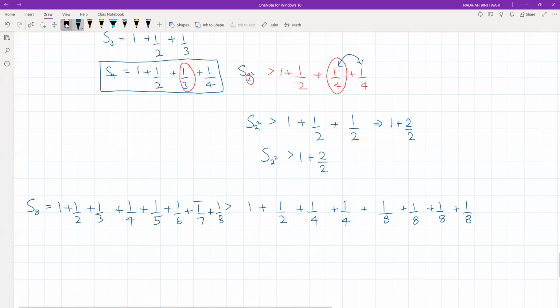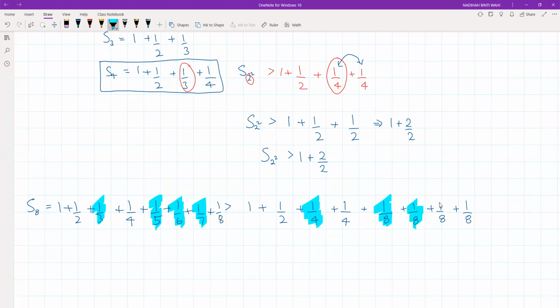Okay. So you can see that if you compare the terminology, the term right here is bigger than 1 over 4. Okay, 1 over 4, that's equal. 1 over 5 is bigger than 1 over 8, obviously. 1 over 6 is bigger than 1 over 8. 1 over 7 is bigger than 1 over 8. So that's the comparison. So that's why I have this bigger than.